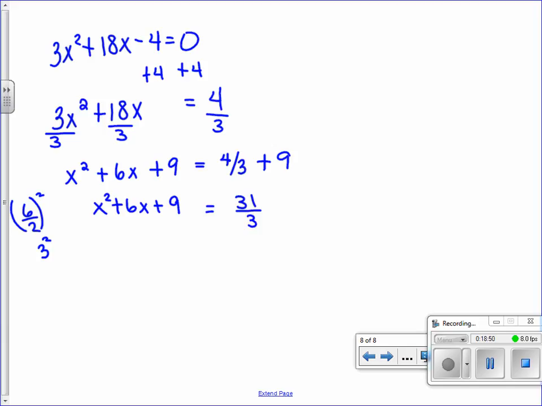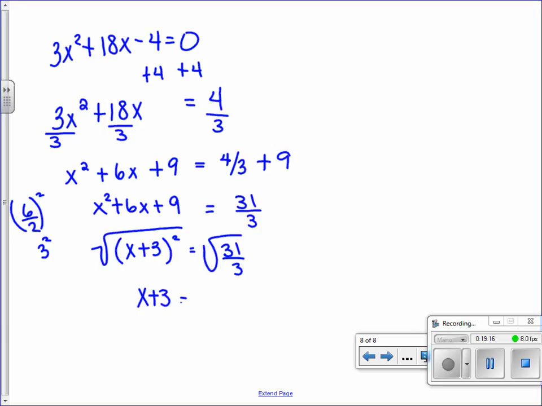Now, we got to rewrite this. Now, this is why we did this. Two numbers that multiply to equal 9 and add to be 6. 3 and 3. That's why we did this. So we can write it x plus 3 squared equals 31 over 3. That's why we did that. Okay? Yes, but now we use square roots to solve.